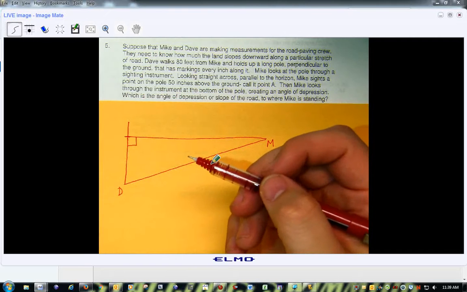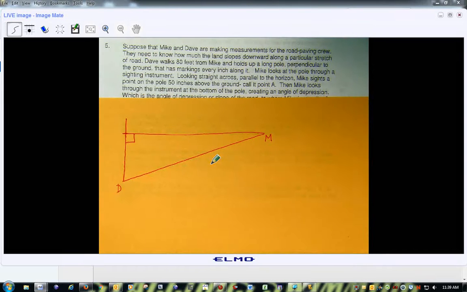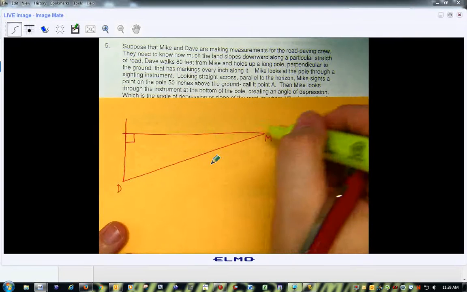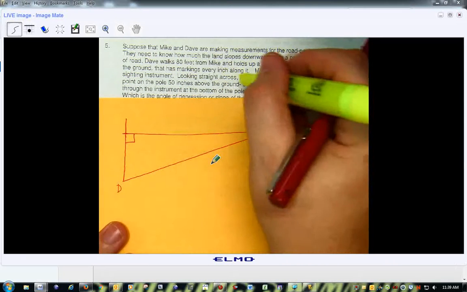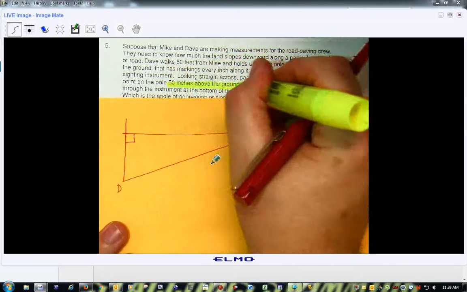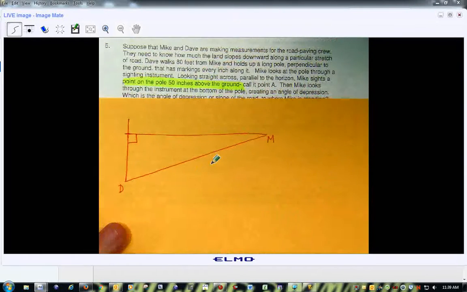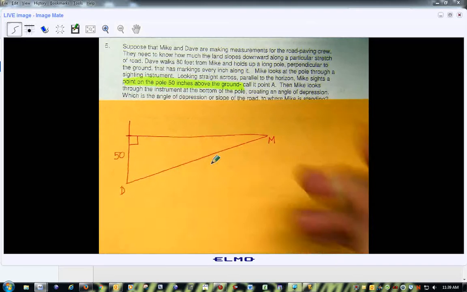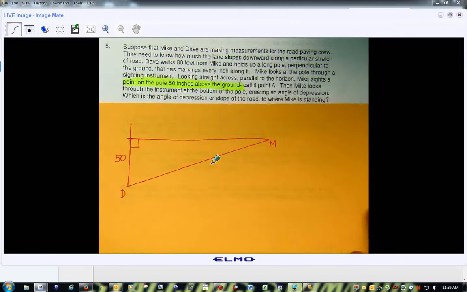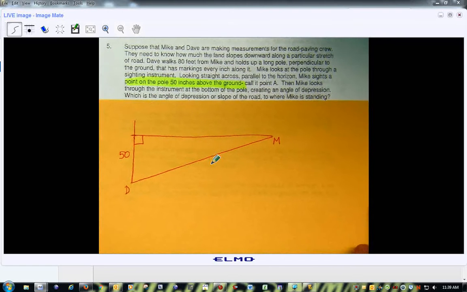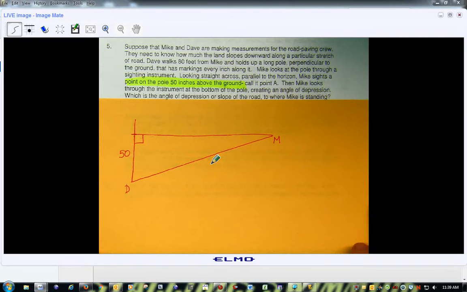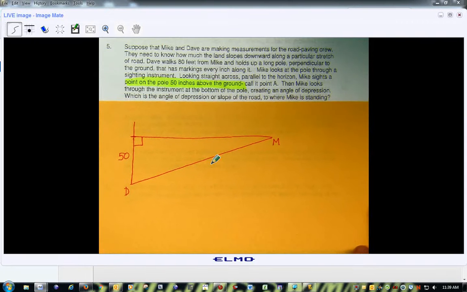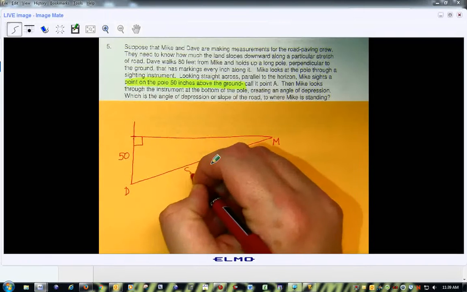Now, in the problem it says, how high up does Mike actually, what number does he see on the pole? Not 80. 50. Dave walked 80 feet.